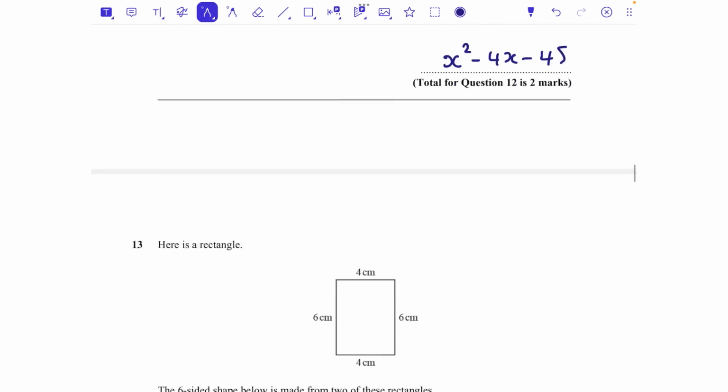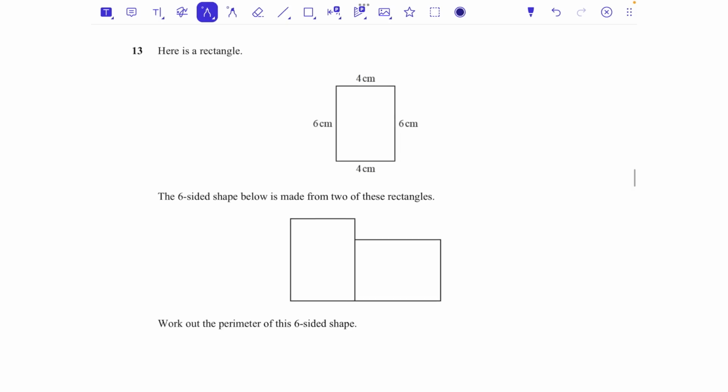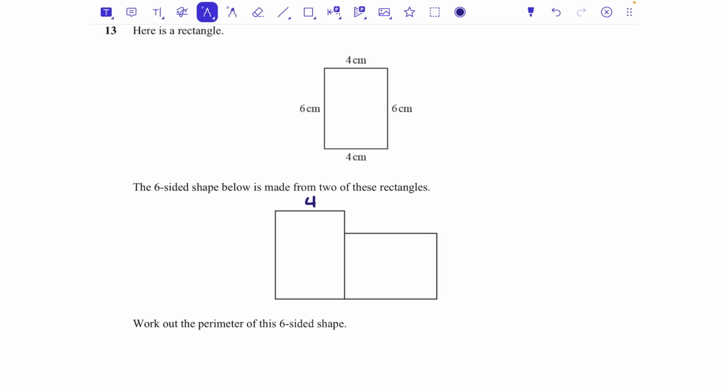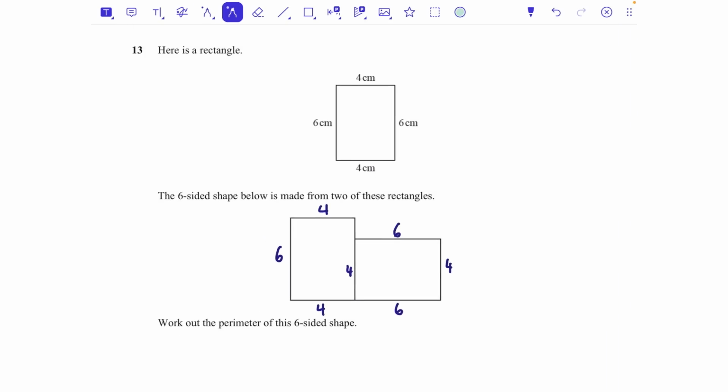Okay, question number 13. Here is a rectangle. The 6-sided shape below is made from 2 of these rectangles. Work out the perimeter of this 6-sided shape. So we know that this is 4, this is 6, this is 4, this is 6, this is 4, this is 4, and this is 6. Now perimeter is the distance all the way around the outside. So I want this side, this side, this side, this side, this side, and this side.